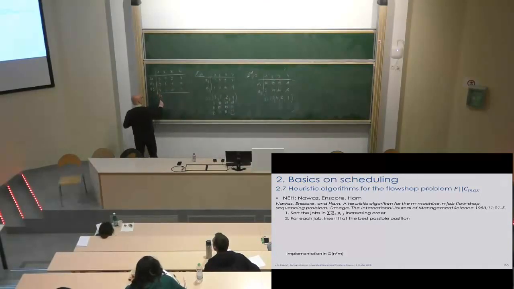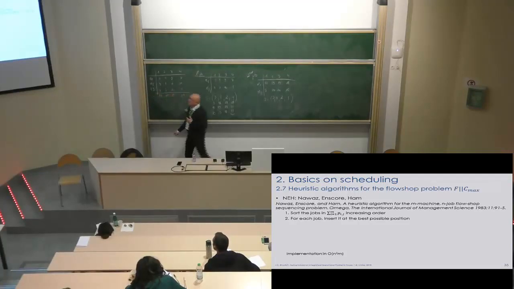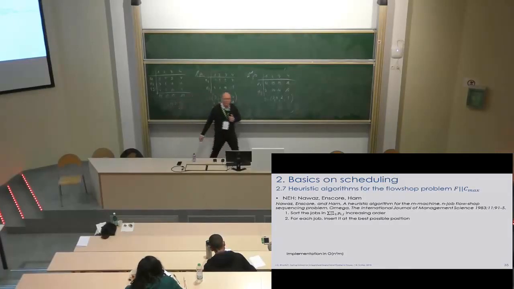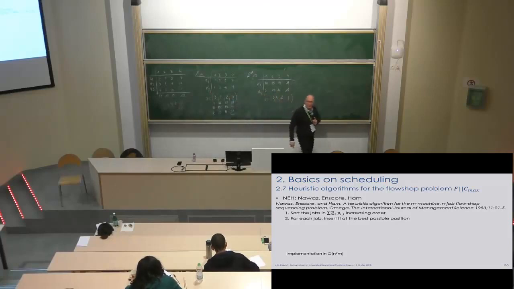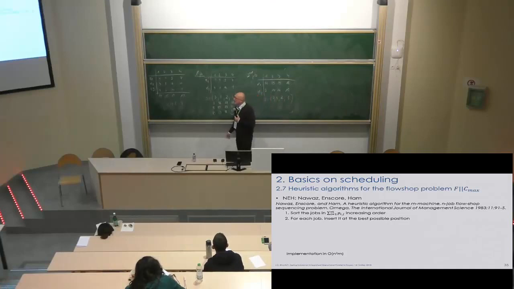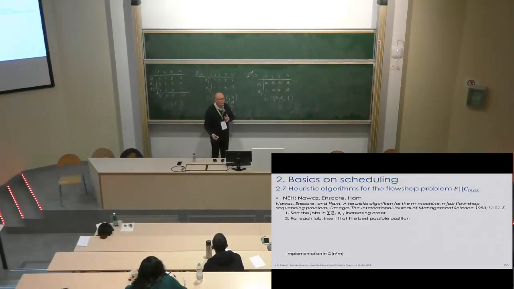Here the total processing time is 14. Here it's 15, 25, 19. Okay? So I will consider first job 3, then job 4, then job 2, and then job 1. In this order. And for each job, I insert it at the best possible position. So I take job 3, and then I want to insert job 4, either before 3 or after 3.